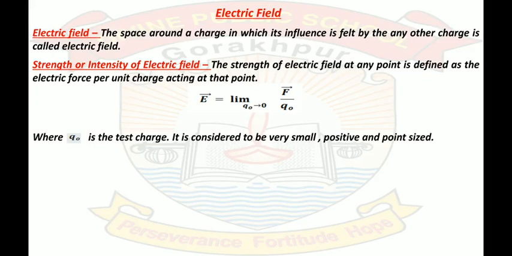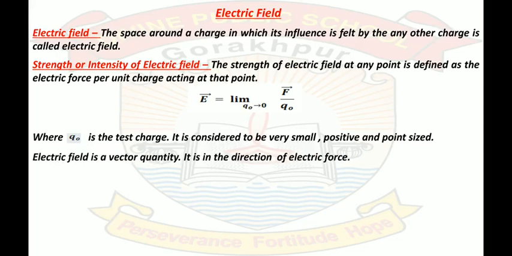That's why Q naught is taken so small that its own influence becomes very small and hence negligible in the given space. It is taken positive and it is taken point sized. Okay. Electric field is a vector quantity and it is in the direction of electric force, and from the mathematical equation it is very much clear, and its SI unit is what? Newton per coulomb.